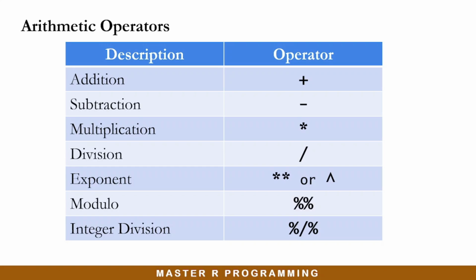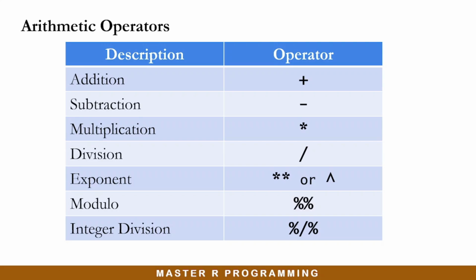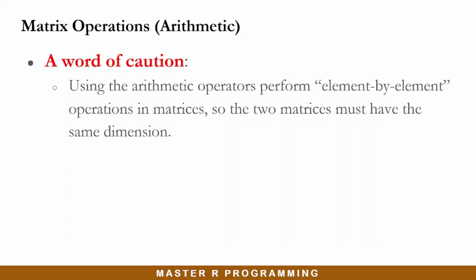For matrices, the main arithmetic operations would be addition, subtraction, and multiplication. There isn't any division, exponent, modulo, or integer division of matrices. However, if you want to extend the arithmetic operations to division, exponent, and the rest, it will only be possible when you are dealing with element by element operations, the likes of which can be done with addition and subtraction. Let's have a word of caution here. If you use the arithmetic operators, you are able to perform element by element operations in matrices, so the two matrices must have the same dimension.